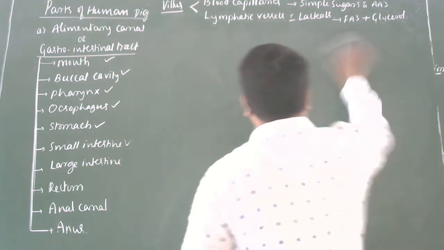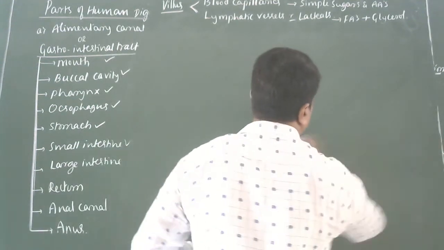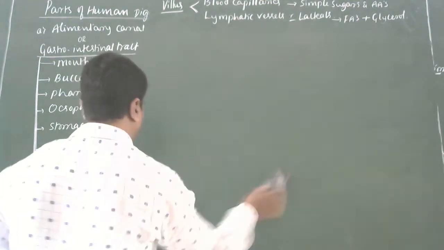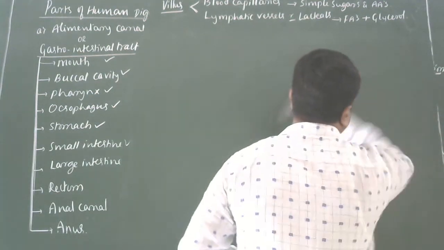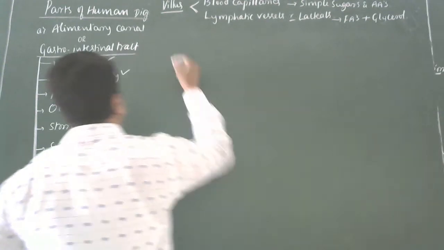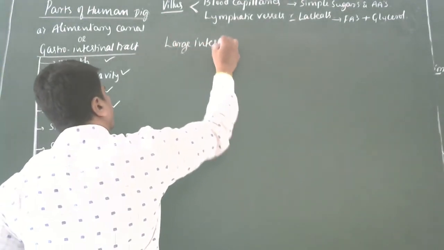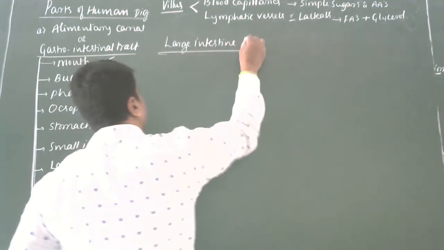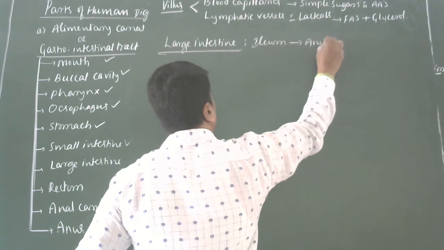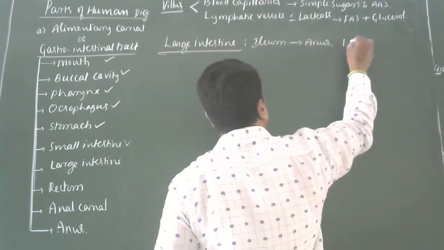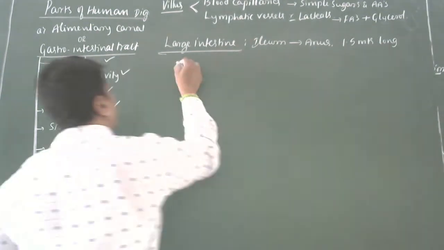The large intestine is about 1.5 meters long and is divided into four parts. It extends from the ileum to the anus.